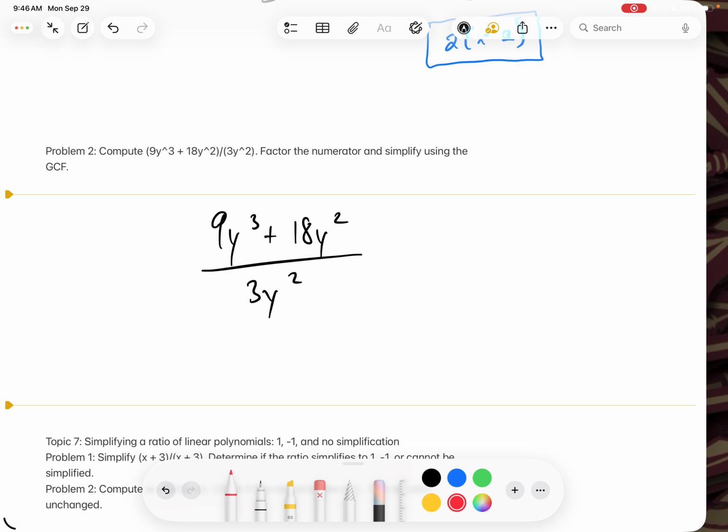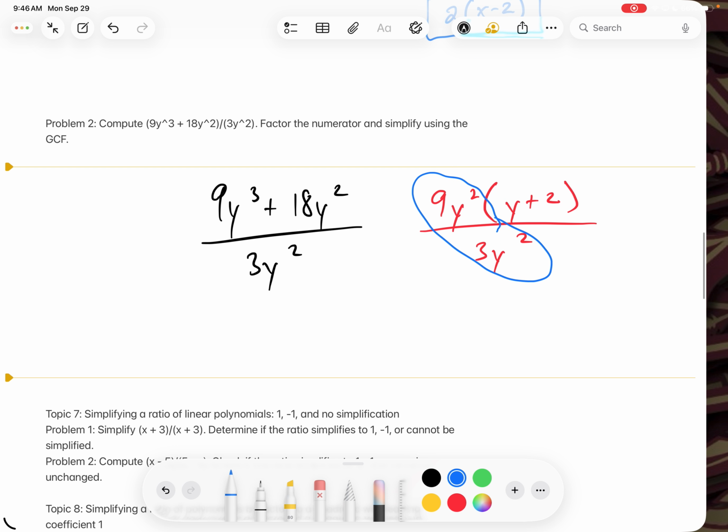So on the top in the numerator, I could factor out a 9, and they both have at least 2 y's. So that leaves me with y plus 2 divided by 3y squared. And again, I could simplify these. So that 9 divided by 3 is 3. y squared and y squared cancel out. So it is 3 times y plus 2.